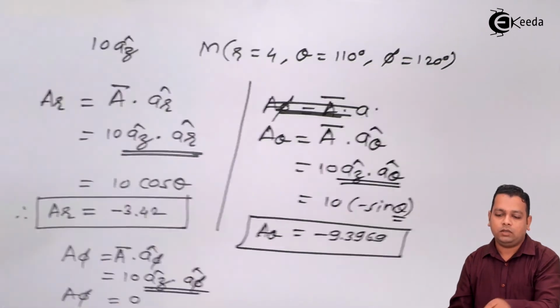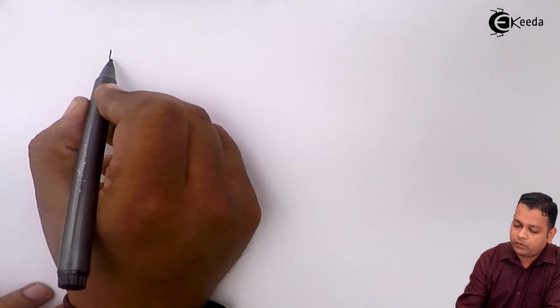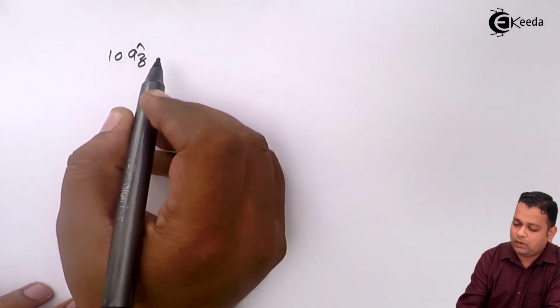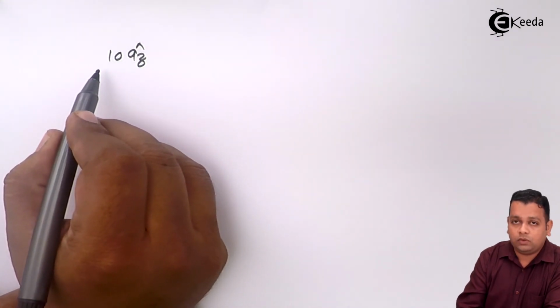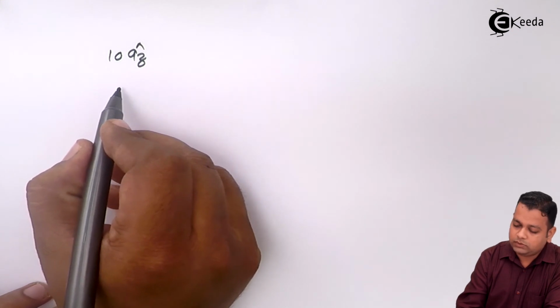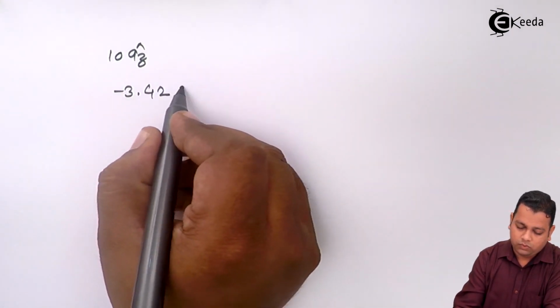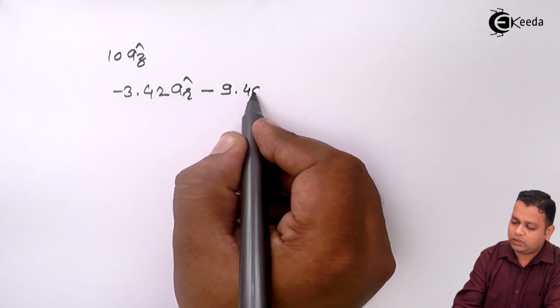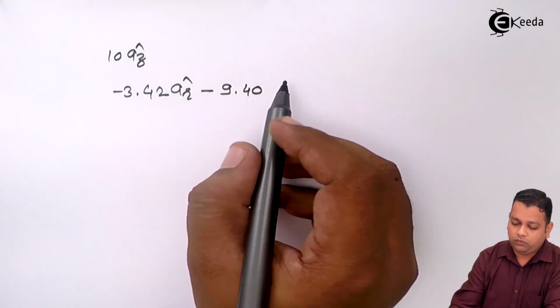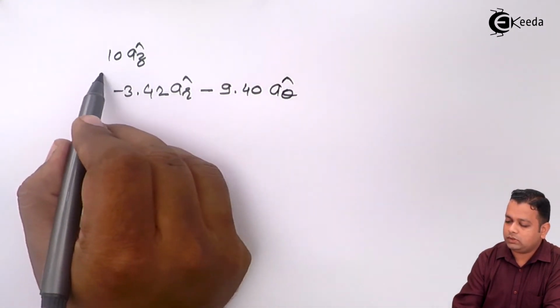So finally we can have the answer for part C given by 10 AZ cap that was given to us in rectangular coordinate system. So it becomes minus 3.42 AR cap minus, approximately we can say, 9.40 A theta cap, and the last portion is 0.